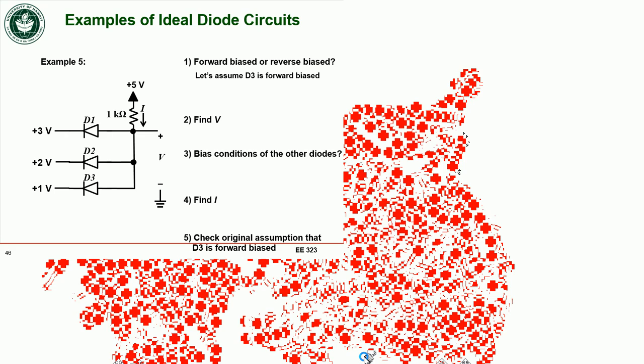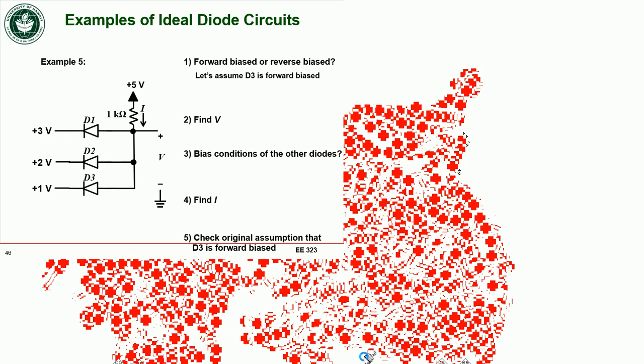Also, we can look at what if we did something like the previous example, and I said D1 is in forward bias. That means that this voltage is at 3 volts. That puts D2 and D3 in forward bias, but then again I have a conflict. That means this node needs to be 3 volts, 2 volts, and 1 volt all at the same time. Okay, so we'll just make the assumption now that D3 is forward biased.